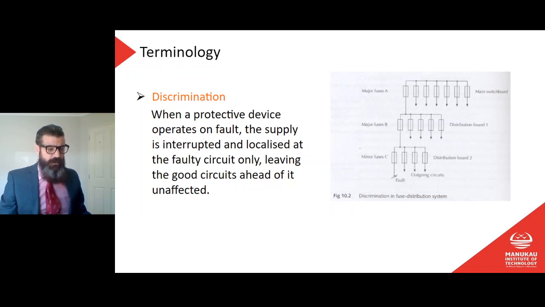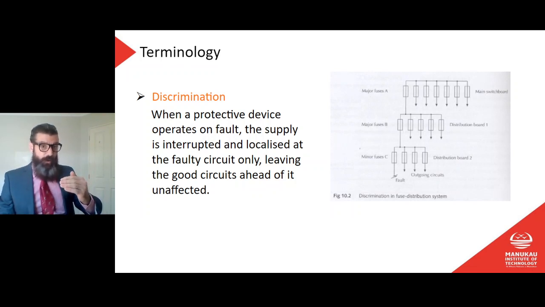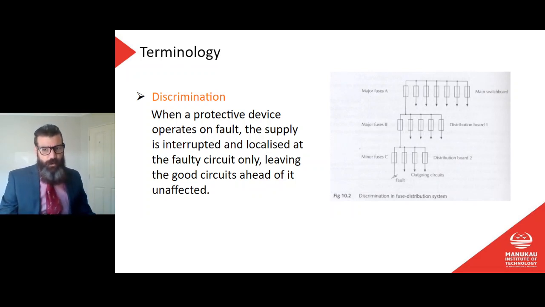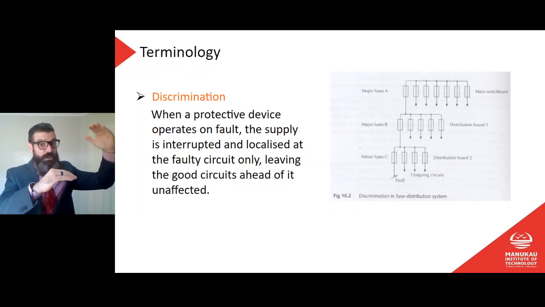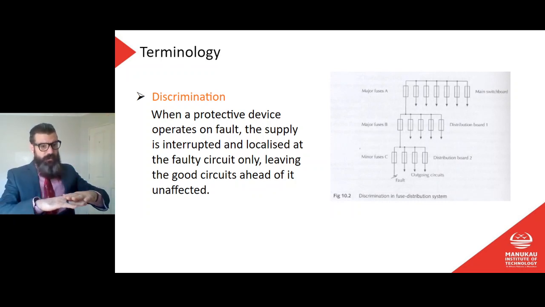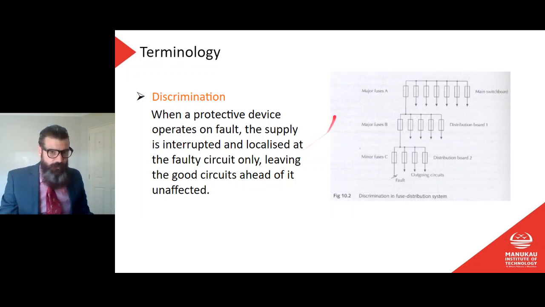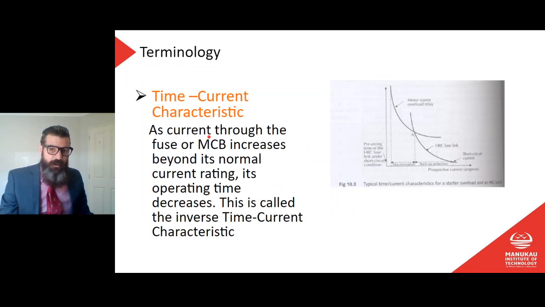So discrimination is that the lowest protection on the circuit, or the closest to the fault, is the one that operates. And we do that by having gradually larger circuit breakers, right? So the smallest one is closest to the end, and then the next one back is bigger, and the next one back is bigger. If we go back to the previous slide, you'll see this is a type of discrimination in here, right? It says it right there, discrimination here.